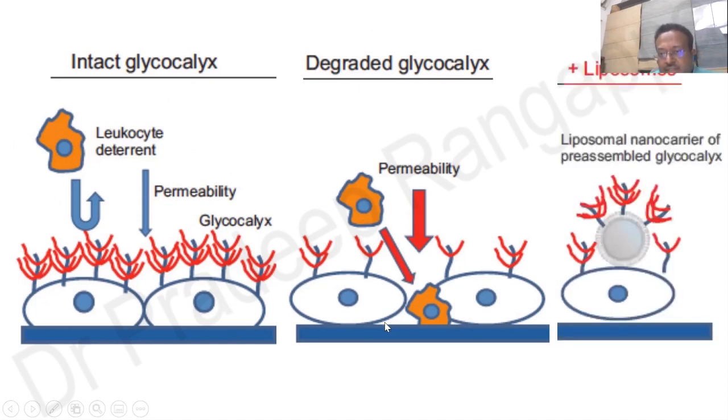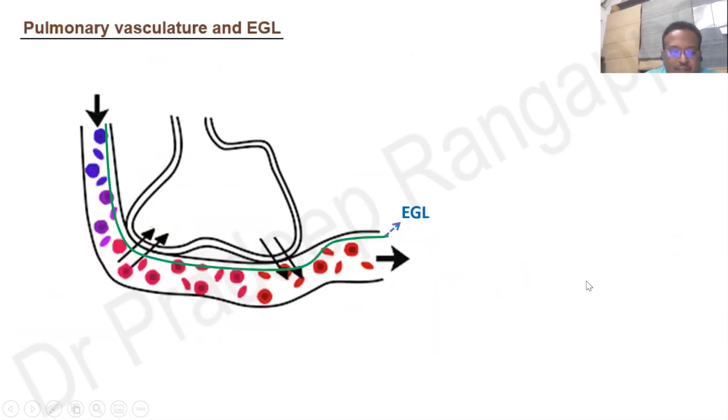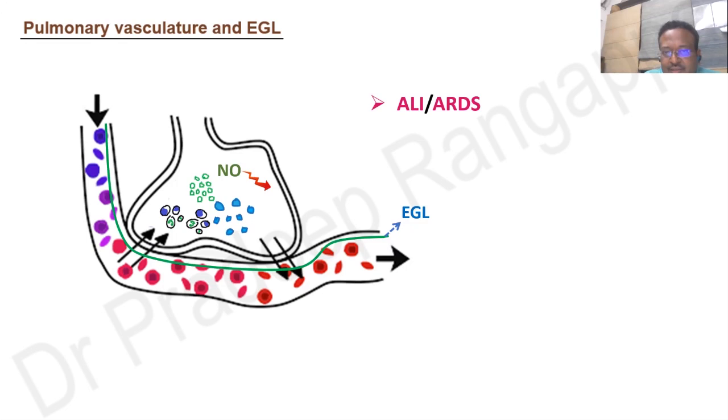When the EGL regeneration happens, these liposomes act as a nanocarrier, which brings in the pre-assembled glycocalyx and attaches it to the endothelial cells. And what is the relevance of EGL in pulmonary vasculature? Again, in pulmonary vasculature, EGL appears to be much thicker, but when there is a breach in the EGL, there is extravasation of inflammatory exudates into the alveolar lumen. So this is the alveoli and this is the pulmonary vessels. And there is transudation or movement of fluid, and there is an increase in the nitric oxide signaling in the alveoli. All this leads to ALI and ARDS.